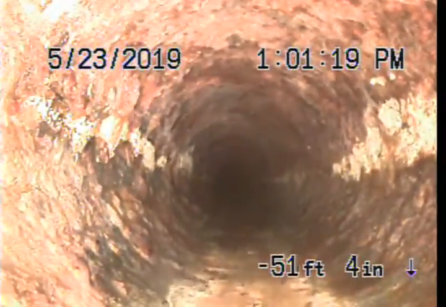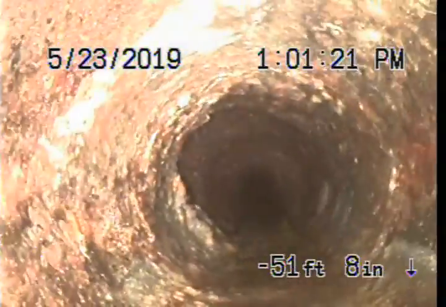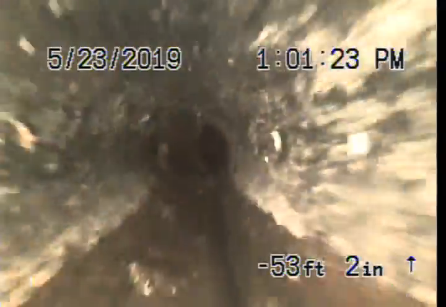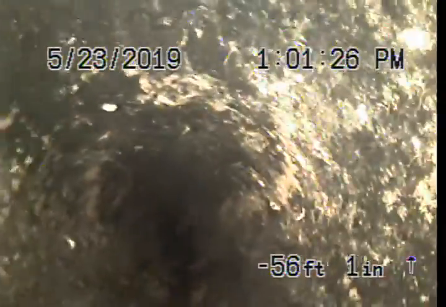So we do see a circumstance where this line is an older material, but not too much of a concern there. It's just something to keep in mind for the future.